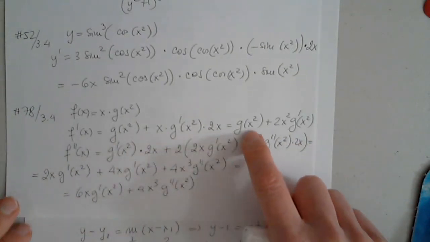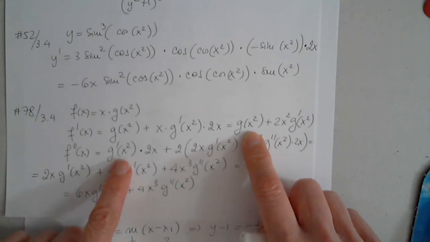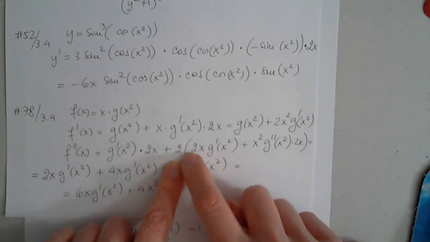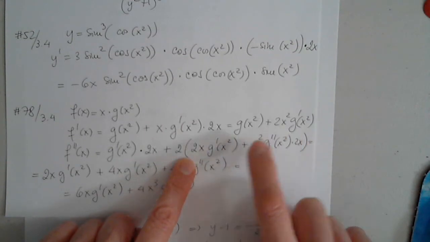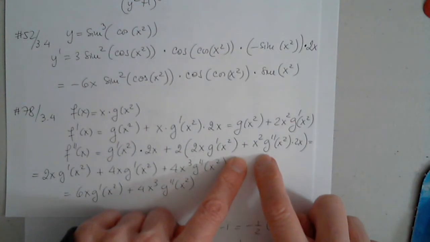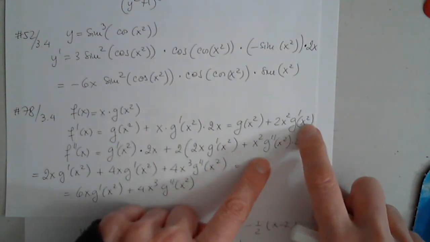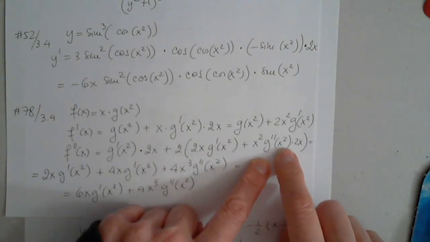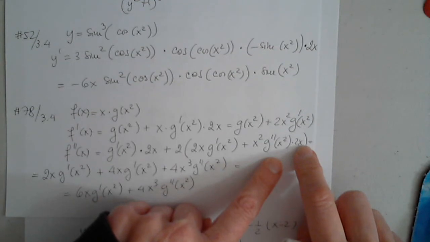I have to differentiate g of x squared, g prime of x squared times the inner function prime, plus. I leave the 2 outside. I differentiate x squared, 2x times g prime, plus x squared, the product rule, the g prime, which is the second derivative of function g, times the inner function prime, which is 2x.